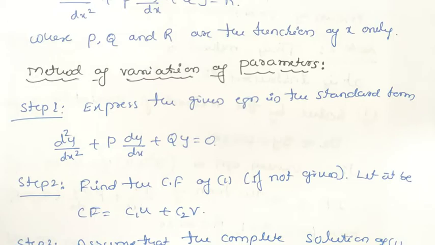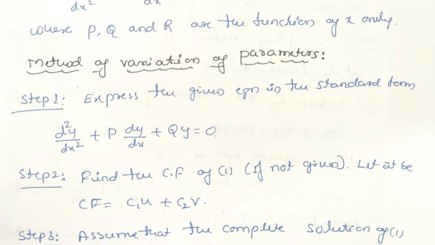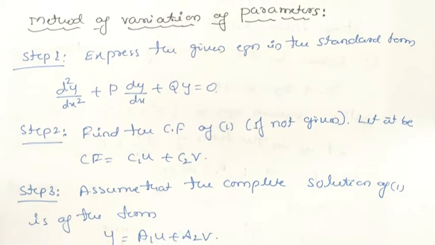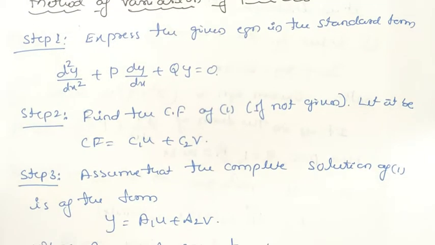Understood? If we can solve this using any known method, then also we can solve it. After that, to find a particular integral we use this method. Second step is you have to find the complementary function of equation 1 if not given. See this point, you remember. Let the complementary function be c1u plus c2v. Whatever complementary function we get, you have to take it as c1u plus c2v.